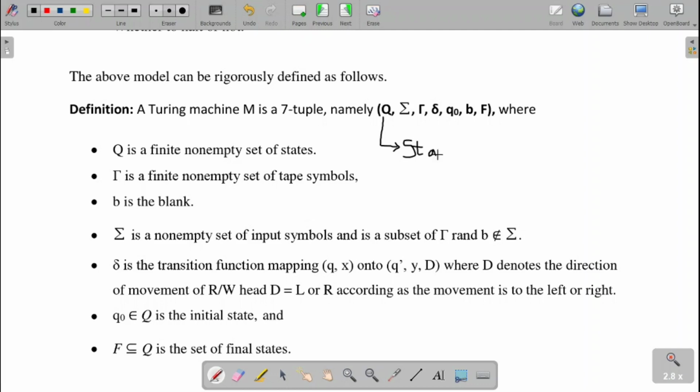In the case of a finite state machine, we use K there. Here we are going to use Q for representing the states. It's a non-empty set of states. Then next will be sigma. Sigma will be our input symbols.